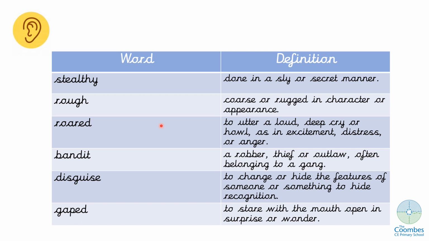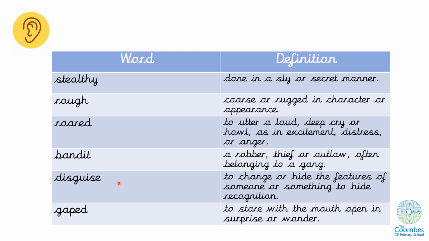Then we had the word roared, which means to utter a loud, deep cry or howl, as in excitement, distress or anger. Next word we had from the story was bandit, which is a robber, thief or outlaw, often belonging to a gang.